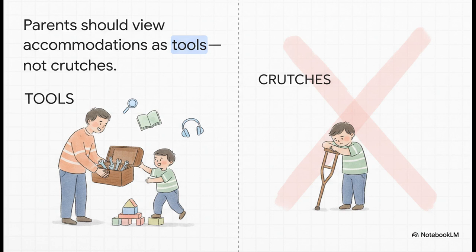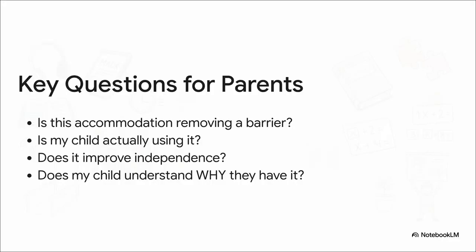It's absolutely essential for parents to see these accommodations for what they are. They're empowering tools, not crutches that are going to create dependence. That mindset changes the entire conversation. So as a parent, these are the questions you should be asking all the time. Look at that accommodation and ask, is this thing really removing a barrier for my kid? Are they actually using it? And this is the big one, is it making them more independent? The goal is always, always empowerment.